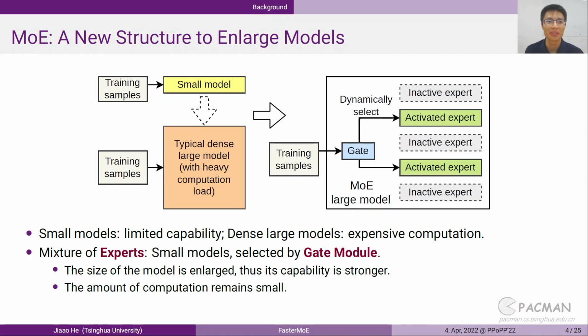In the MoE model, the mixture of experts, an expert stands for a small model, and we build a special module called the gate. The gate is responsible for selecting a few experts for each input. So the size of the model is enlarged because we can employ multiple experts. And as different experts have expertise in different fields, its capability is very strong. However, as only a few experts are activated for each input, the amount of computation remains small and we can train it in limited time.